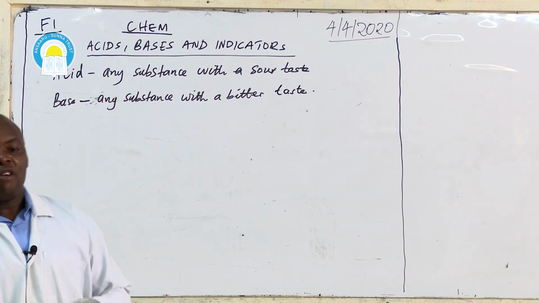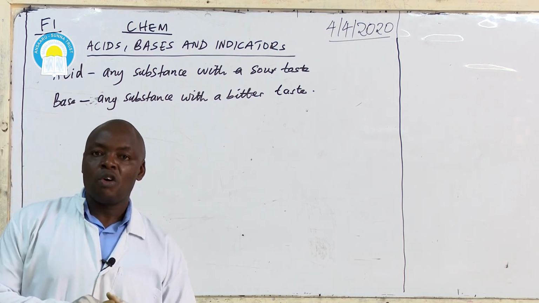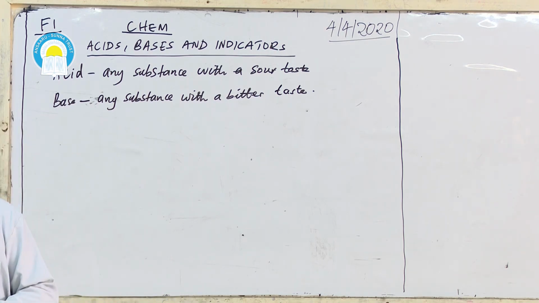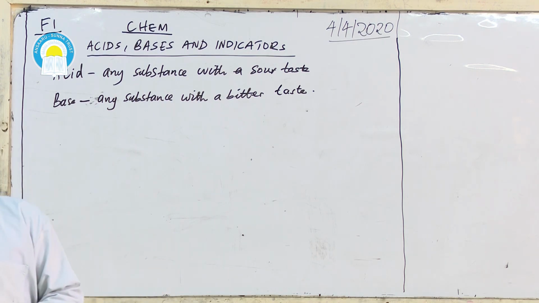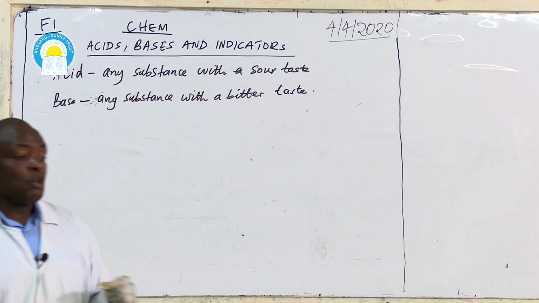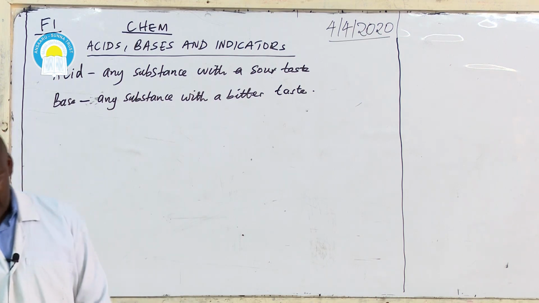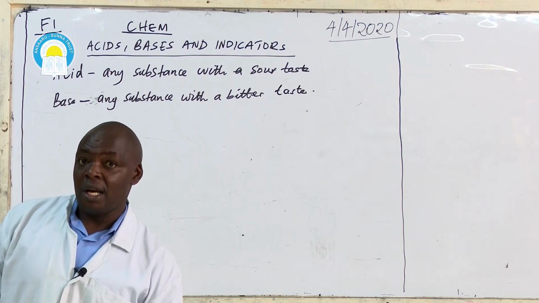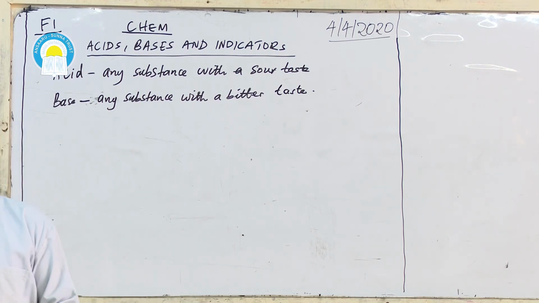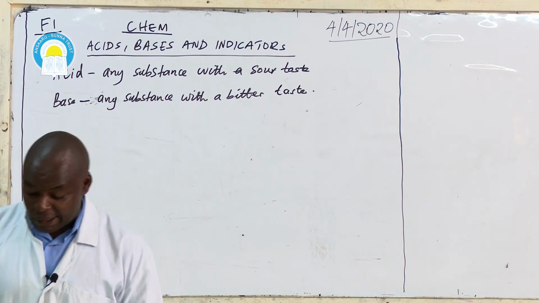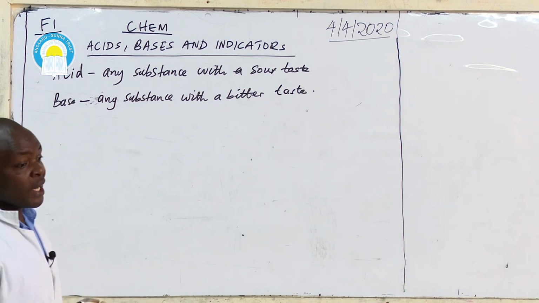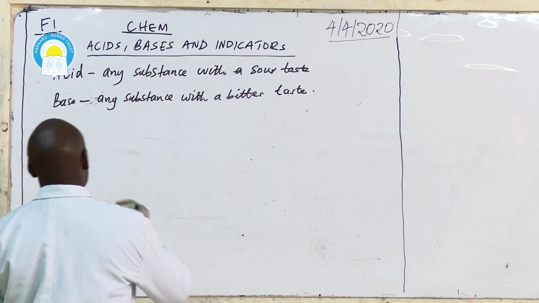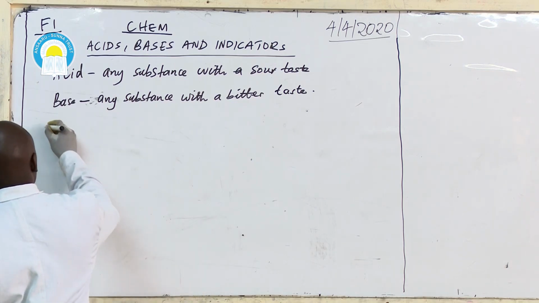So this calls for other substances which can help us classify substances as acids or bases. These substances, we call them indicators. So indicators are substances that are used to classify substances as acids or bases.